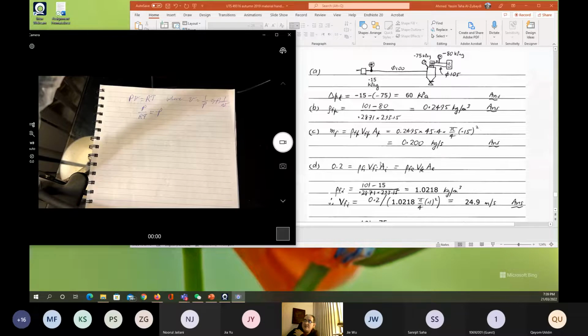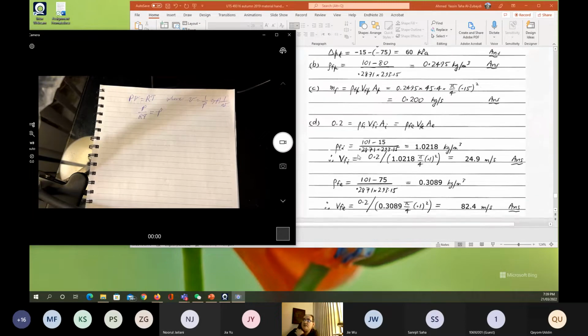So rearrange this equation here. We're going to find the velocity value: 0.2 kilogram per second divided by the area multiplied by the density. And thus we're going to find that the velocity at the entrance was 24.9 meters per second.